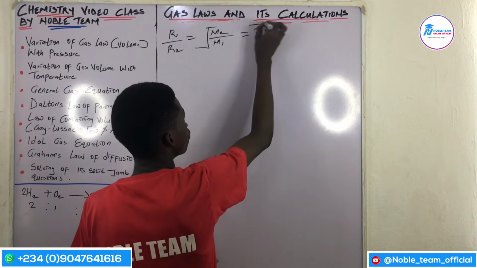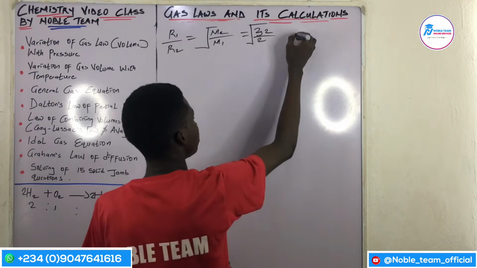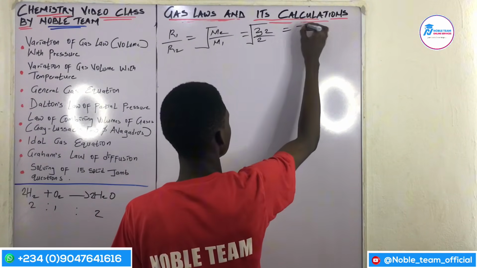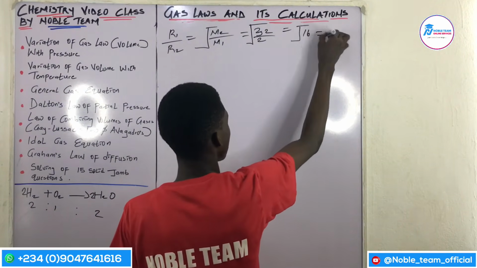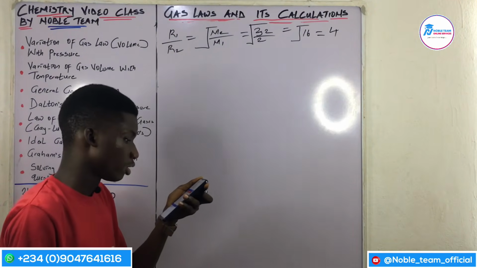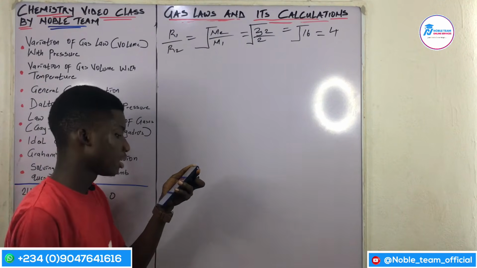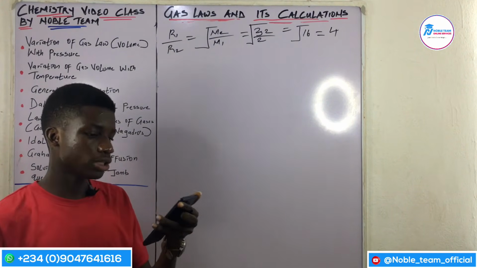Then in a squared form, divided. Then 32 divided by this will give me 16. Then the square root of 16 is what? 4. So it simply means that hydrogen will diffuse 4 times as fast as oxygen. So option E is correct.